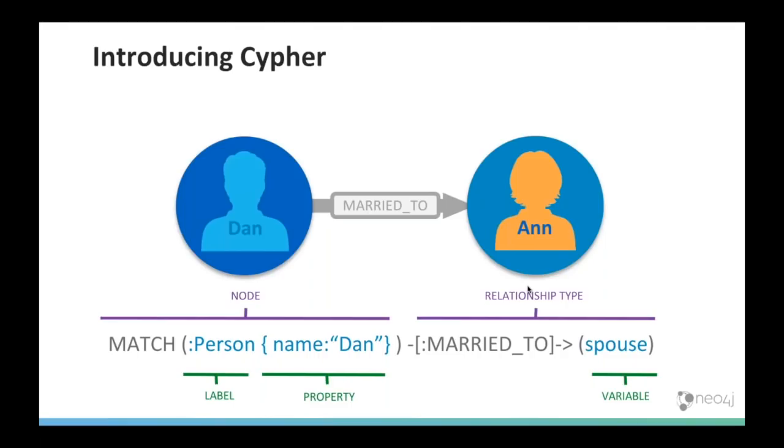At the end, we have another node inside parentheses, but we don't specify any matching information there. We just put a variable, the name spouse, so that any information that comes back about Dan will be held in that variable, and we can then work with it additionally in our query if we want to.